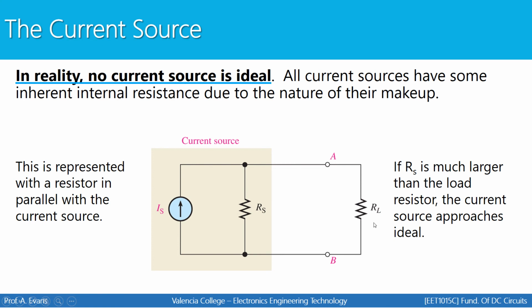In this scenario, if Rs is much larger than the load, as close as we can get to that infinite level of resistance, then the current source approaches an ideal state. However, if Rs is not that much larger than the load, so if these two values are close in magnitude, you're going to see that your current source is not going to deliver as much current as you intended when you set up that instrument.